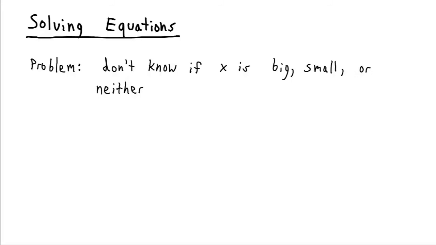Now, when we're solving equations, there is a problem that we run into. We saw that we had 2 different cases that led to 2 different expressions. When we assumed that x was big, we got a different expression compared to when we assumed that x was small. Different terms drop out. And of course, it might be the case that neither is true.